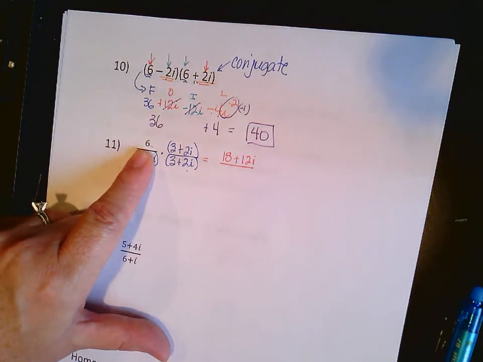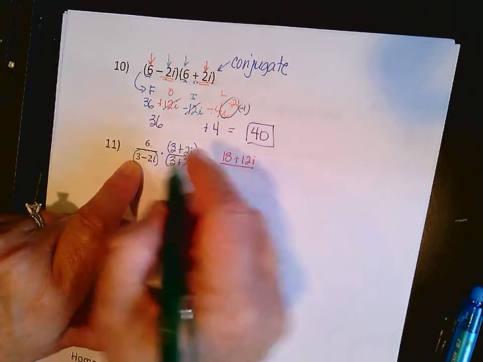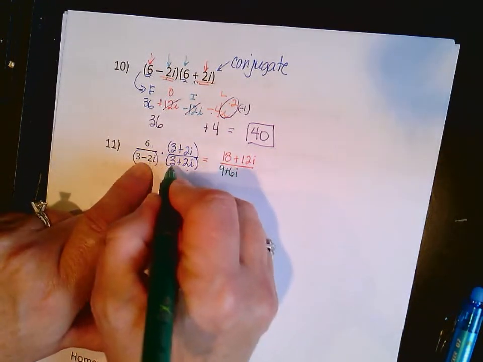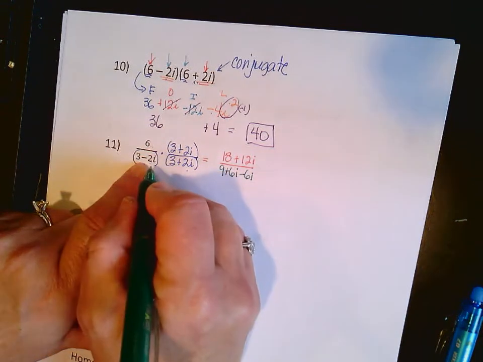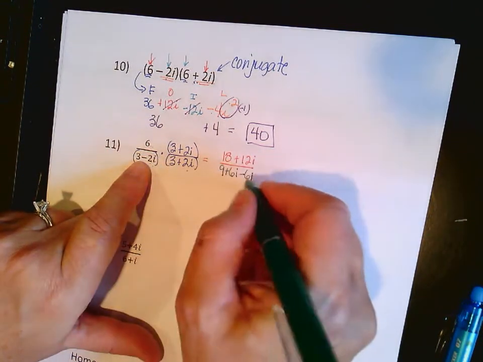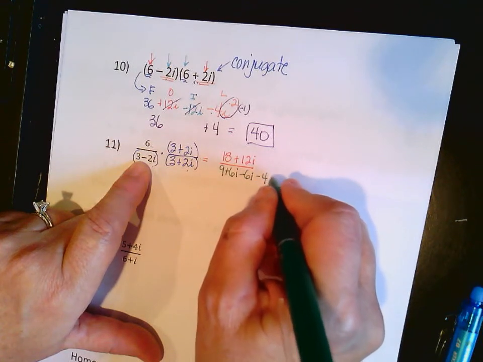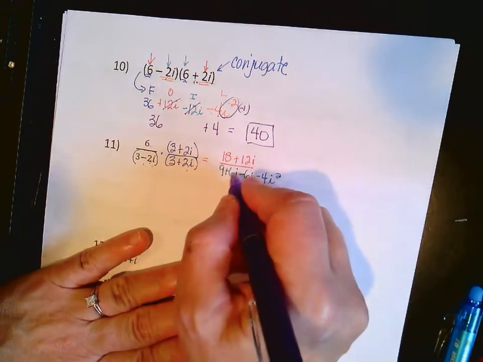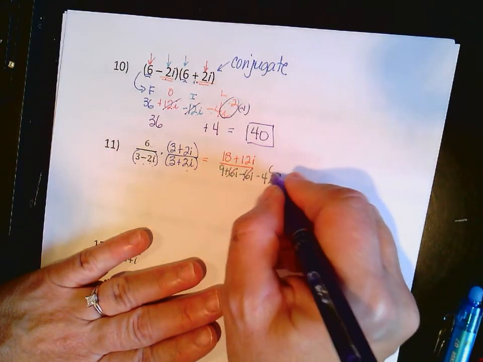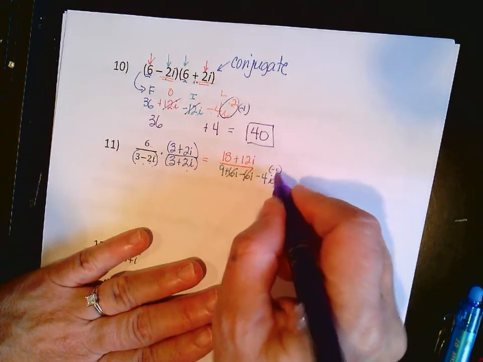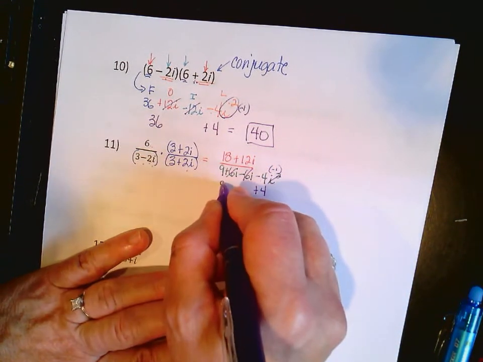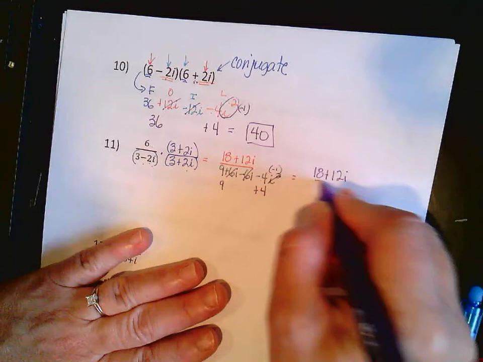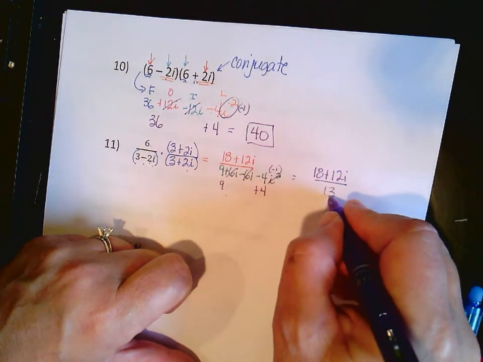In the denominator, I'm foiling this. 3 times 3 is 9. 3 times 2i is a plus 6i. Negative 2i times 3 is a minus 6i. And negative 2i times positive 2i, negative 2 times 2 is a negative 4. I times I is I squared. Now remember that the 6 i's are going to cancel each other out. I squared is like multiplying by negative 1. So the negative 4 times negative 1, this becomes a plus 4. And I have the 9 over here. So that means on top I've got 18 plus 12i. On the bottom I have 9 plus 4, which is 13.